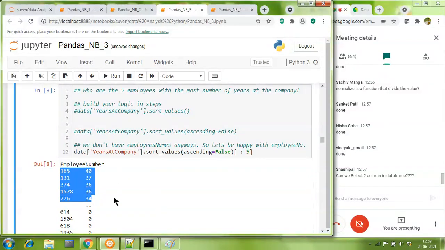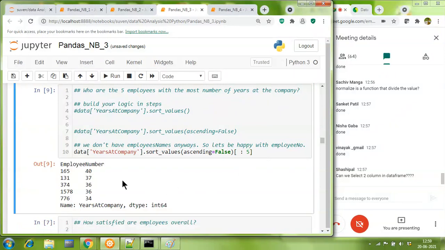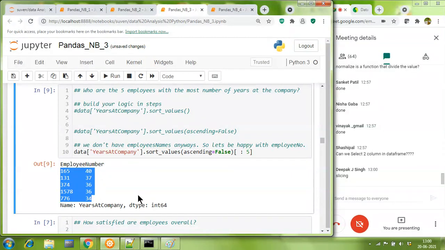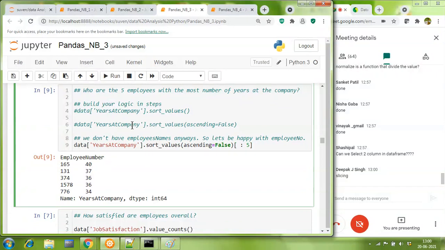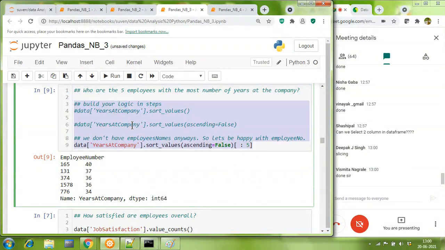So I want the first 5 outputs from a descending list. Let's see. Wow, I get it. 165 is 40, 131 is 37, so on and so forth. That's right. Okay, so we're doing slicing to get the first 5 records. Okay, so I want once again all of you to execute a logic in steps. Please let me know is this code there or not.